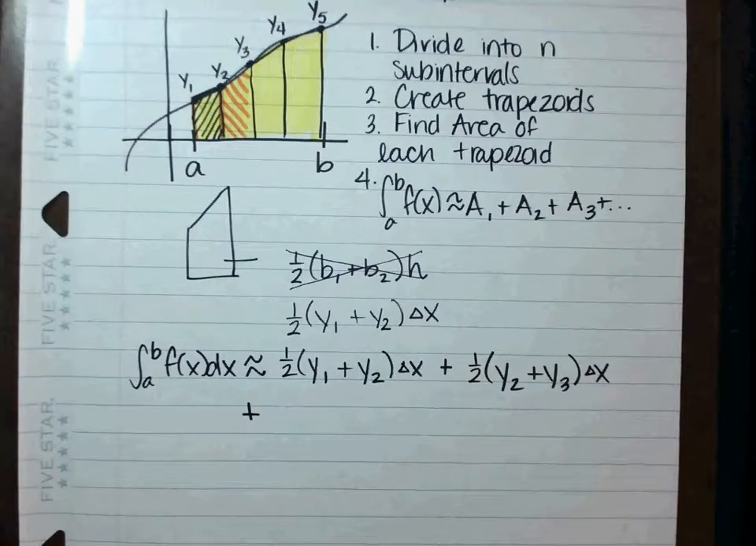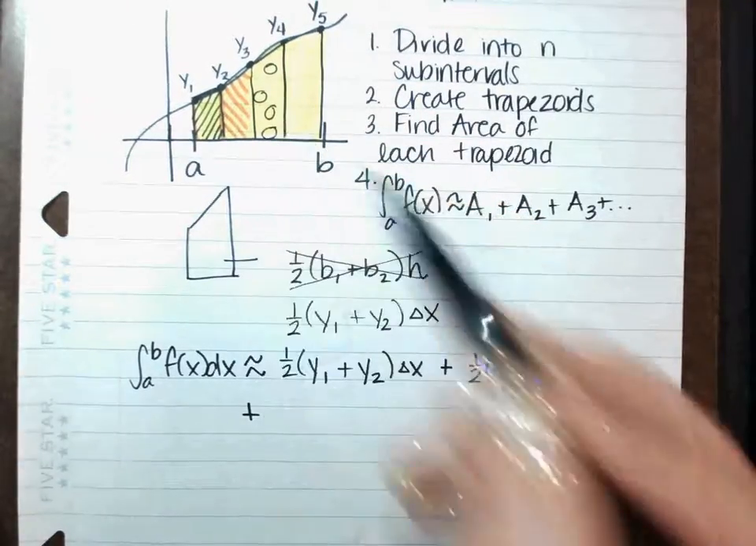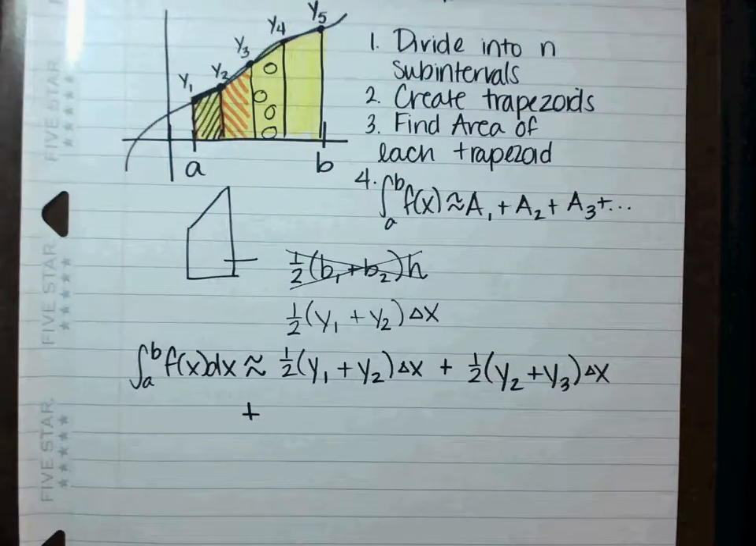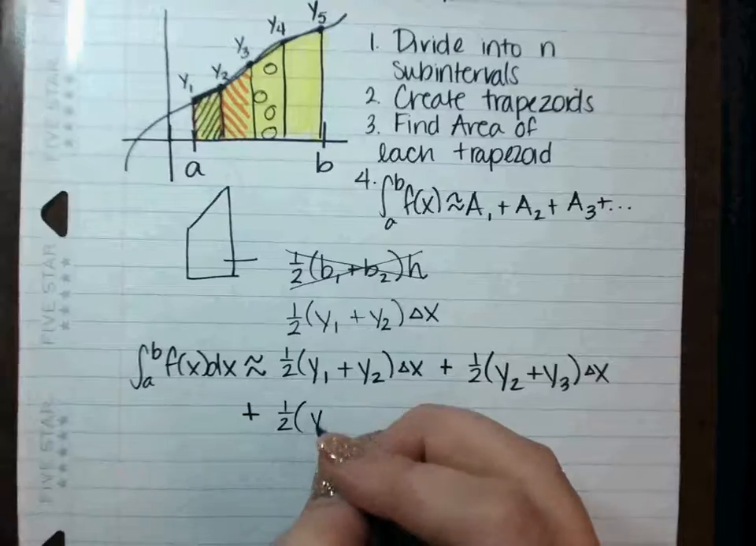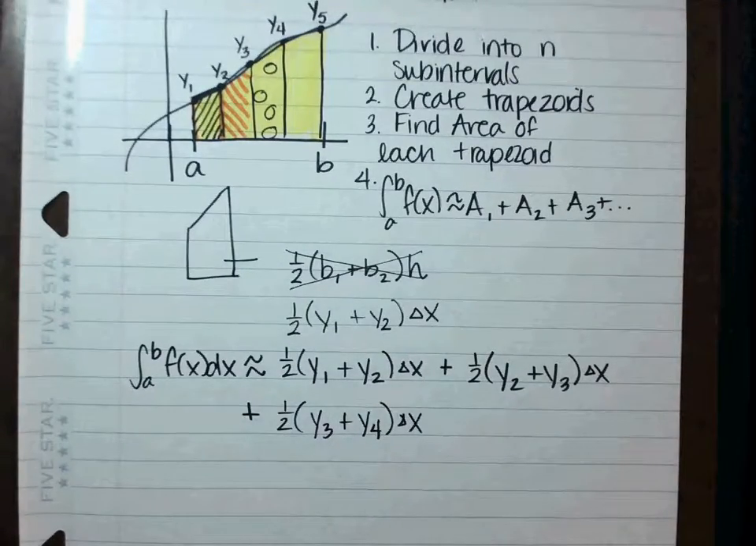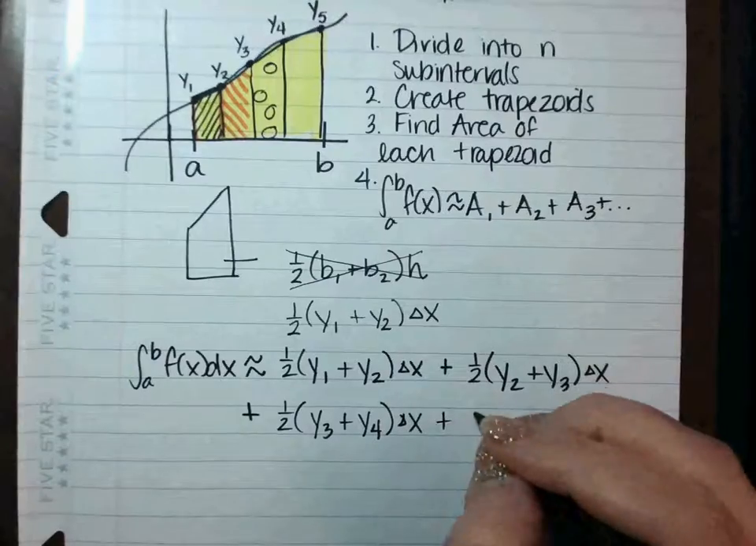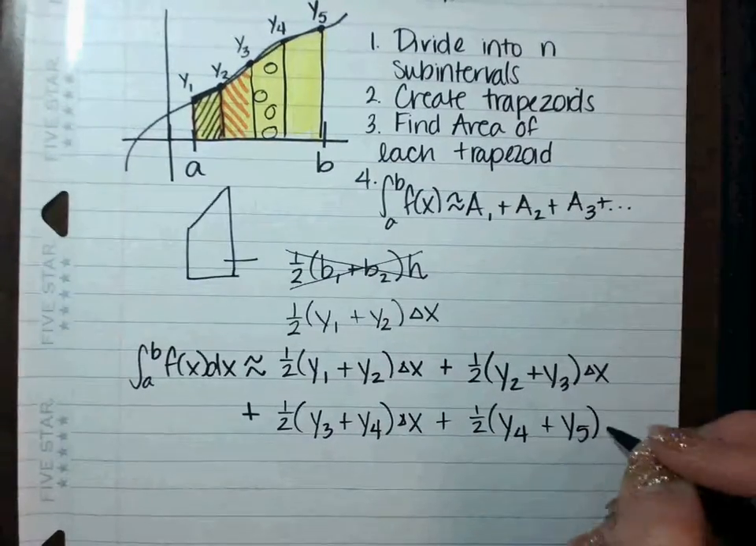Now I'm on my third trapezoid. I'm on this one right here with the little dots in it. Polka dots. Okay, what are my bases that I'm adding together on that third trapezoid? Good. 1/2 y3 plus y4. And then I have whatever the width is of that section. And then for my last trapezoid, what would my bases be? y4, y5. Very good. And then delta x.